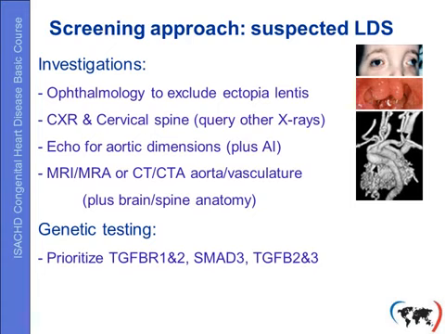Ophthalmology referral is now usually to exclude ectopia lentis. Baseline chest X-ray is again important, but flexion extension cervical spine X-ray assessment, particularly in children, is very important to exclude cervical spine instability. We also always perform echo, and in Loeys-Dietz syndrome, baseline MR, MRA or CT, CTA to assess the extent of aortic and the entire arterial vasculature involvement, plus to look for the known associated brain, skull and spine abnormalities. Then, in these patients, if there were highly suggestive features of Loeys-Dietz syndrome, we might choose to prioritize genetic testing just to look for the mutations in the LDS-associated genes.